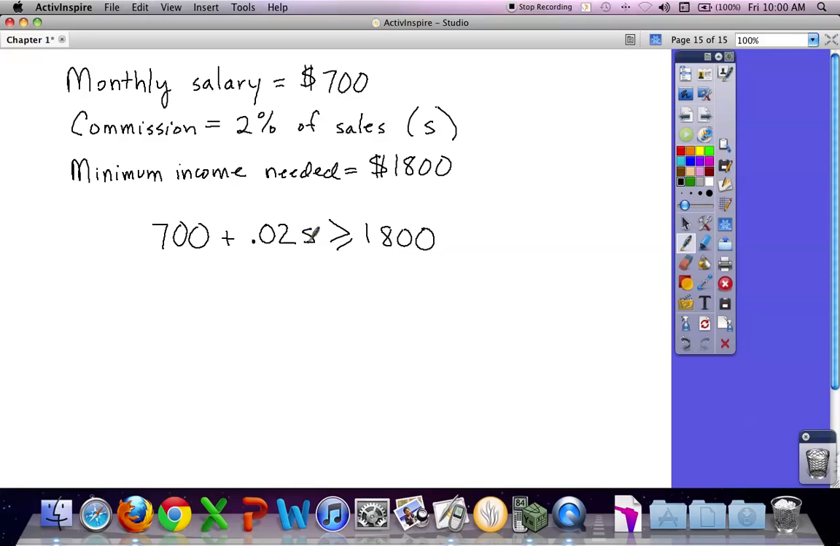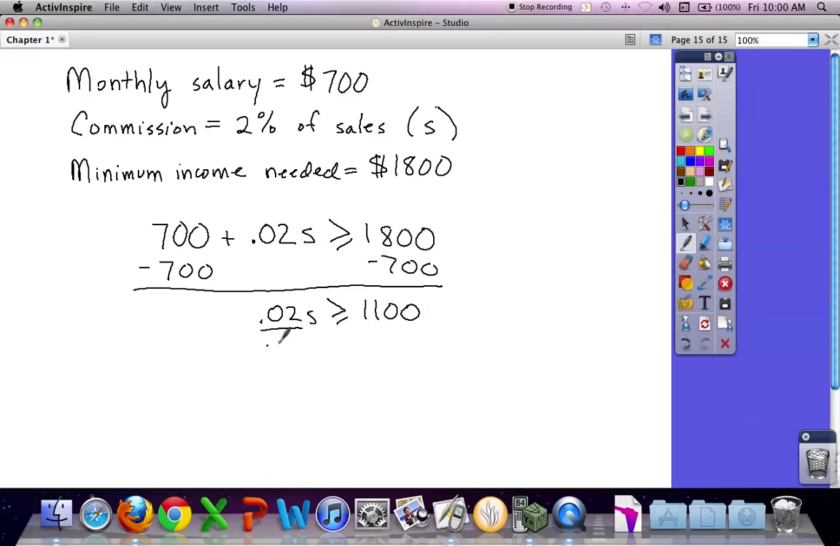All right, let's solve this for S. Subtract 700 from both sides. Now we've got 0.02 S is greater than or equal to 1,100. And we're still solving for S. S is being multiplied by 0.02, so we divide by 0.02. If I do it to one side, I do it to the other.